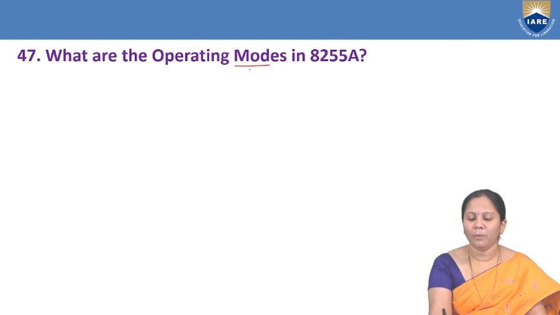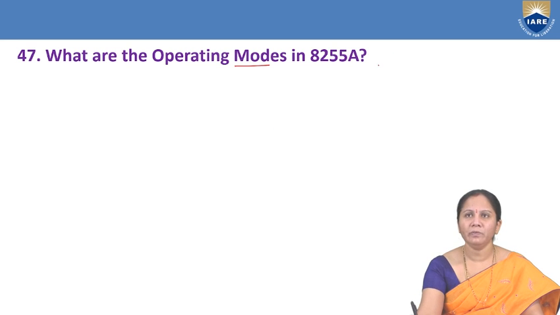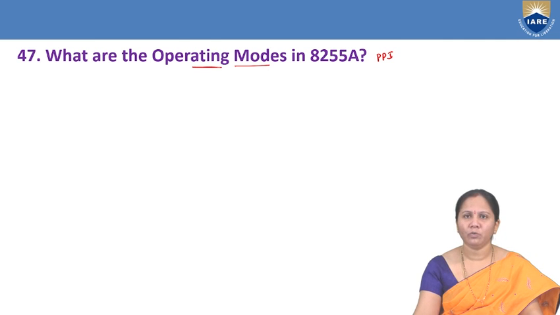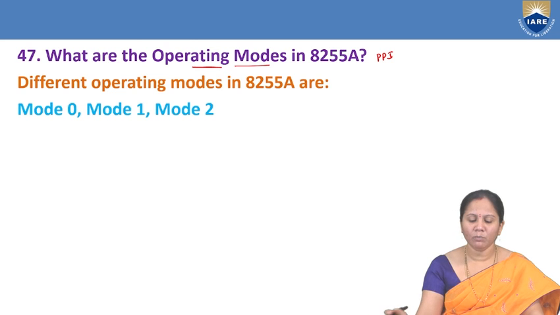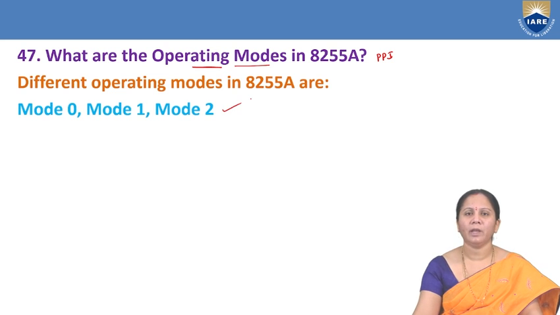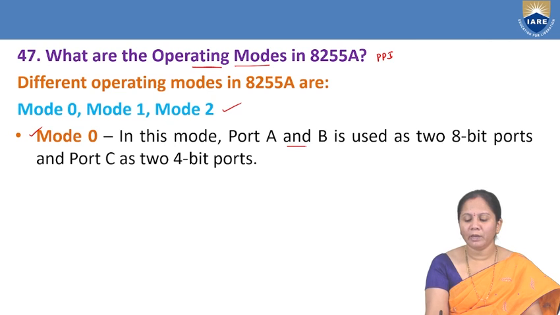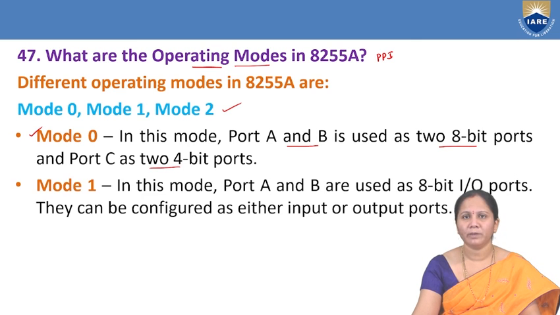Next, what are the operating modes in 8255A? Here 8255A is a PPI, and they are asking about the different operating modes in 8255. The different operating modes are mode 0, mode 1 and mode 2. When it is operating in mode 0, it has 3 ports, port A, port B and port C. In mode 0, port A and port B are used as 2 8-bit ports and port C as 2 4-bit ports, that is upper and lower.